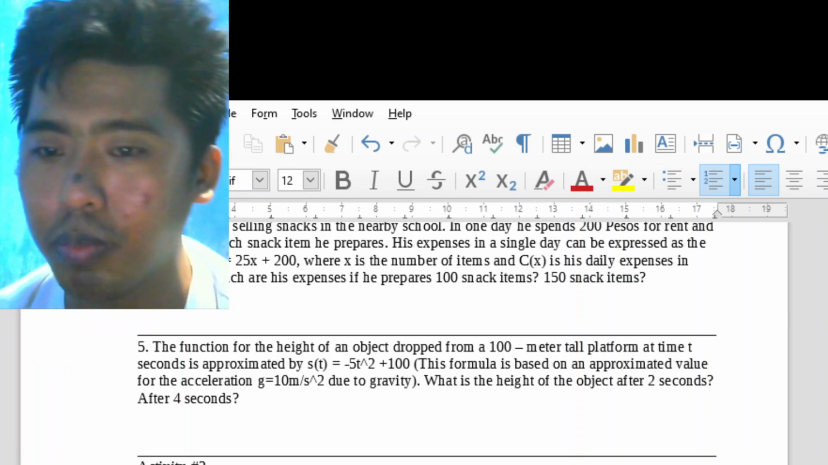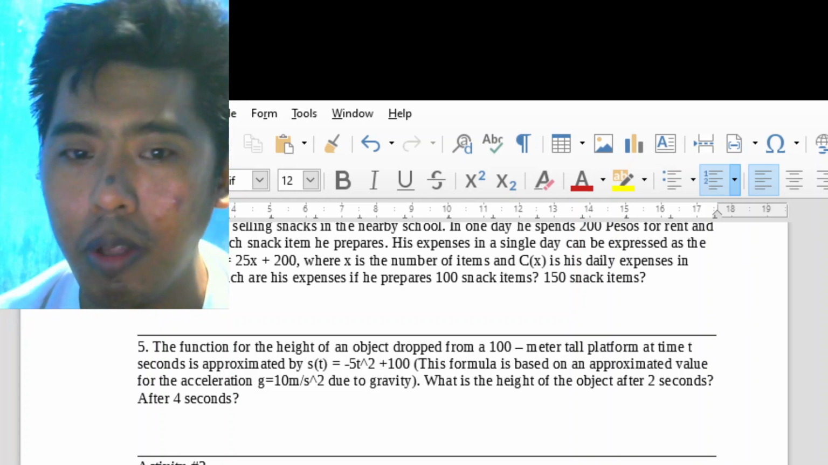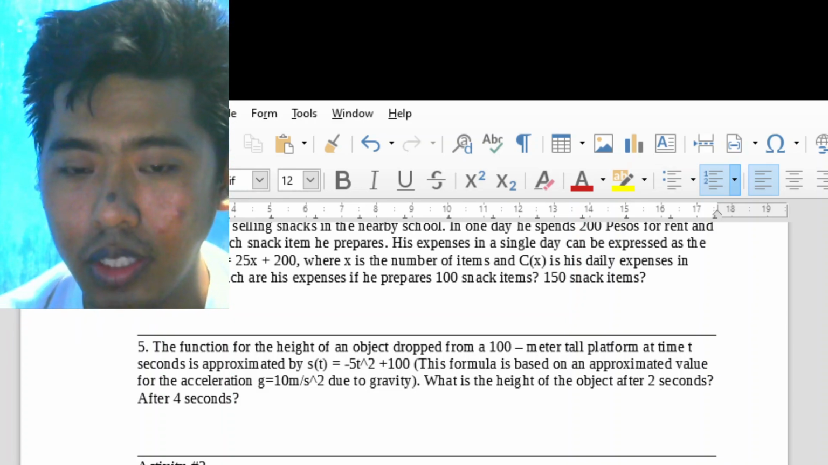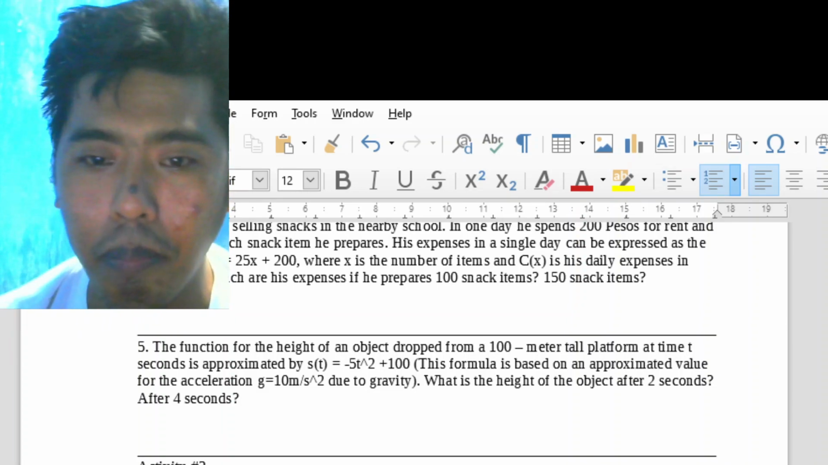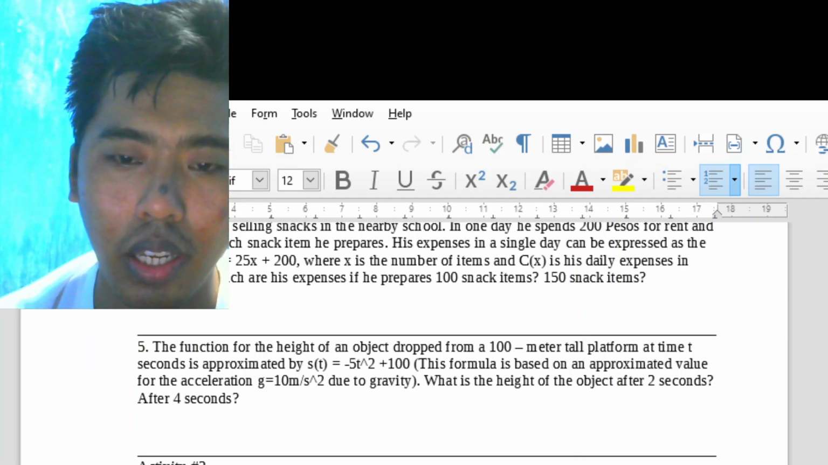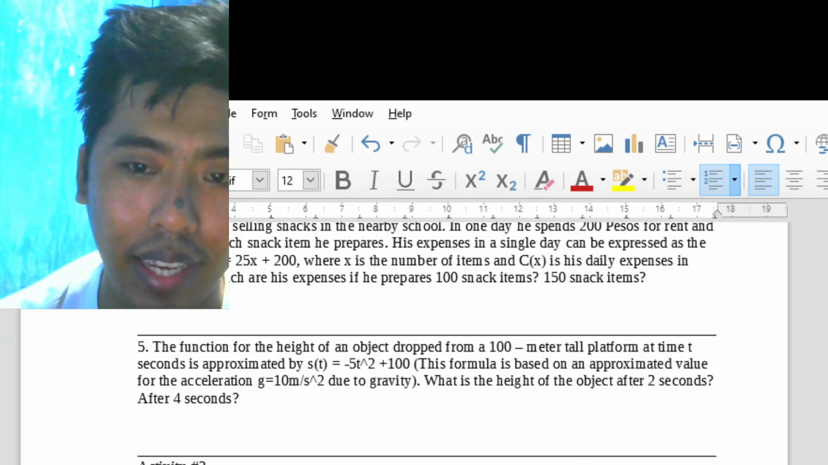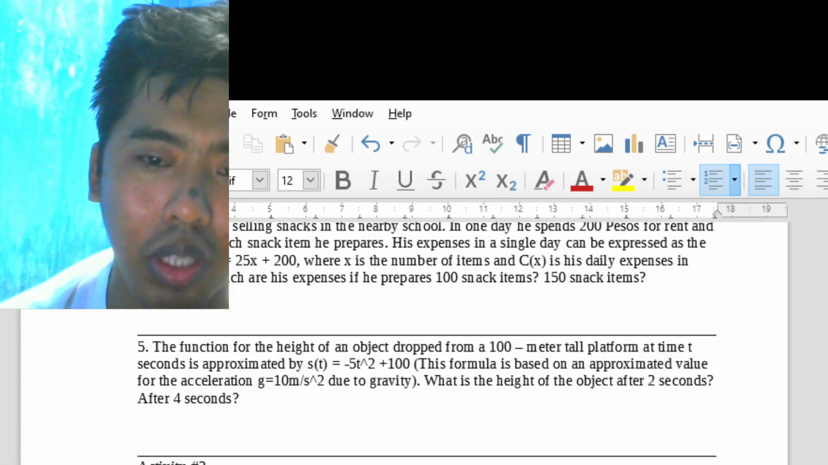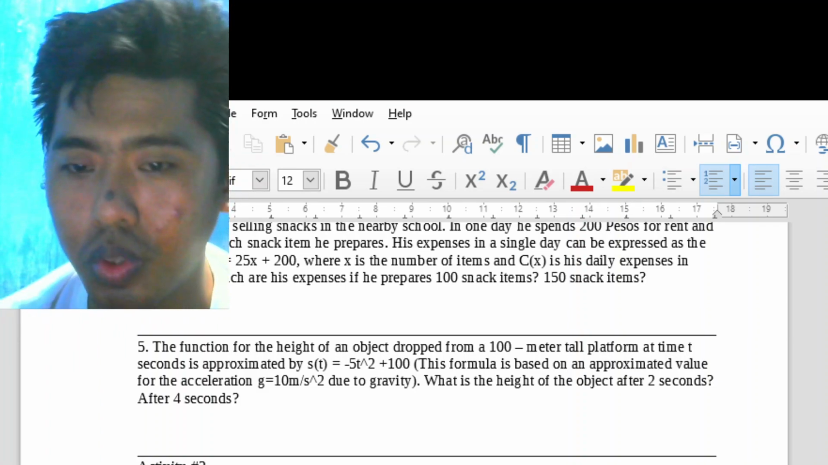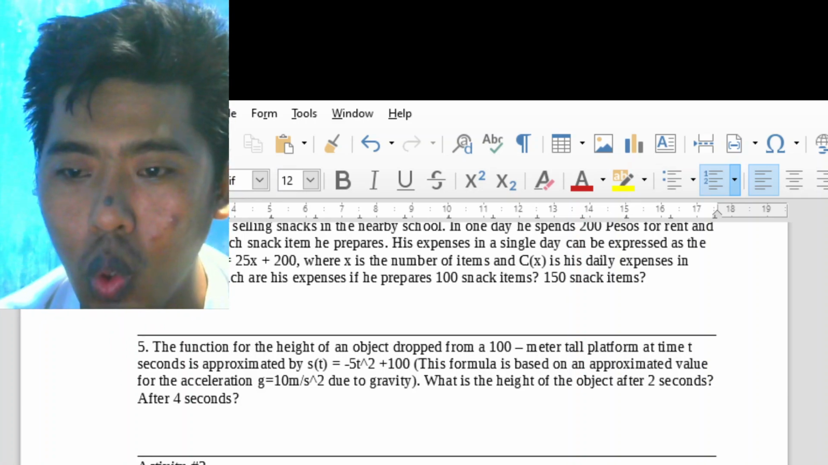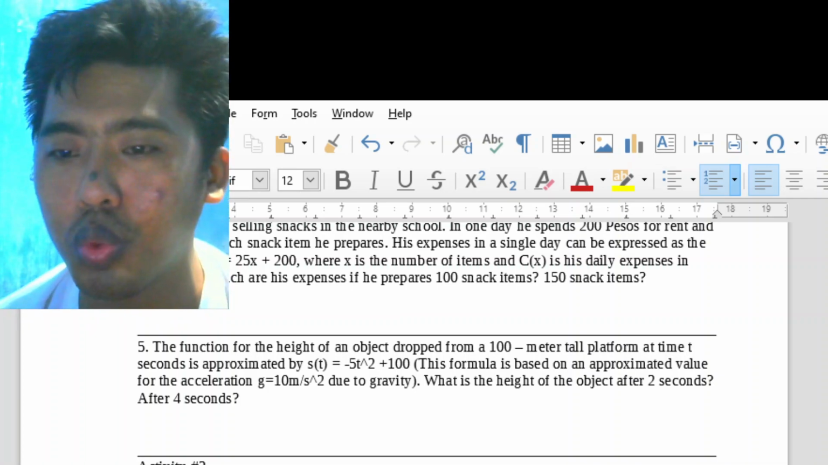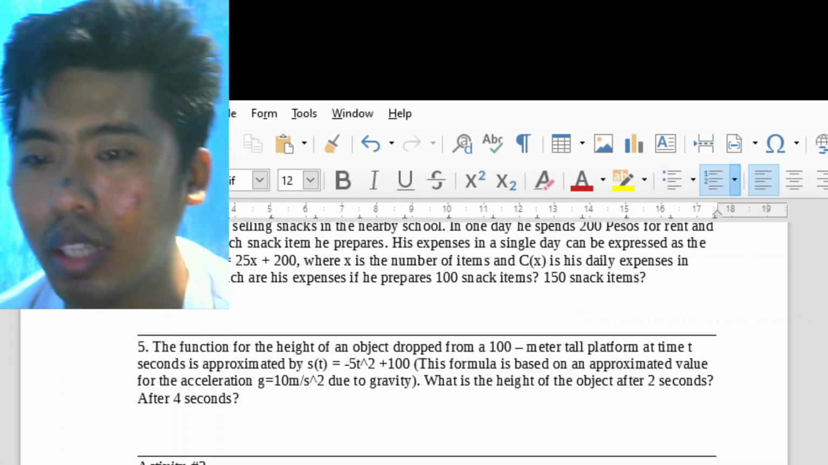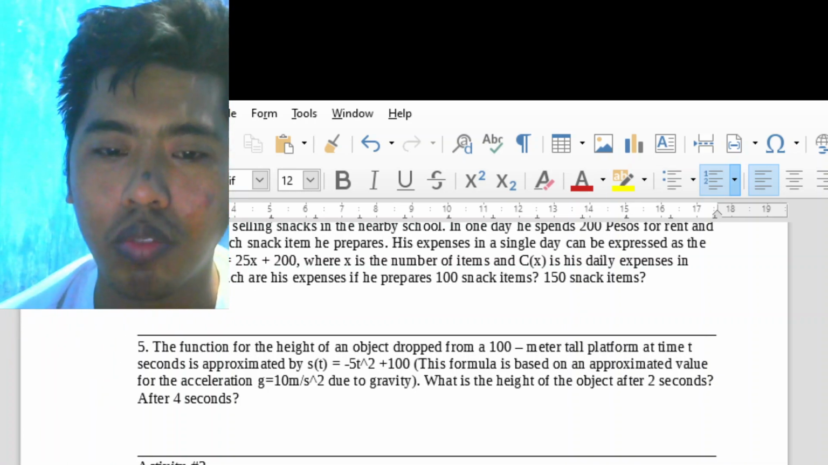This formula is based on approximated value for the acceleration. G is equal to 10 meter over s squared, meaning 10 meter per second squared due to gravity. Now the question, what is the height of the object after 2 seconds? And second question, after 4 seconds.